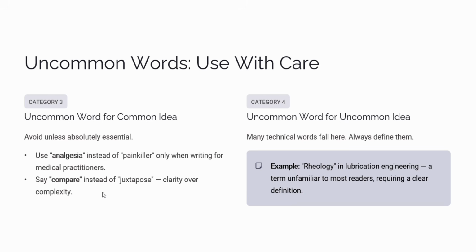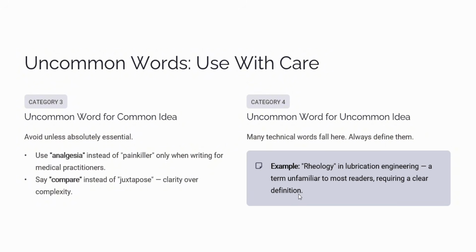Another category, which is the fourth category, is uncommon word for uncommon idea. Many technical words fall here. Many technical words that you can think of fall into this category. So you should always define them. And that is why in this course today, we'll be focusing more on definition. We are going to look at a lot of definition: formal definition, informal definition, extended definition, and all of that.